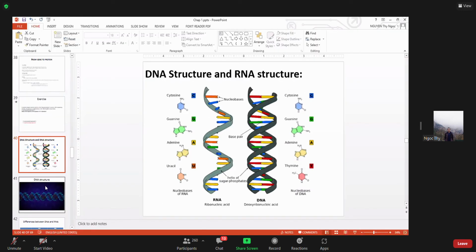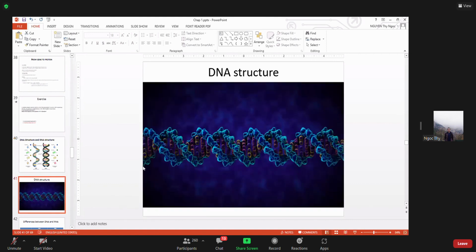So before going to the differences between DNA structure and RNA structure, let's watch a small animation on how the DNA works. What is the DNA structure?